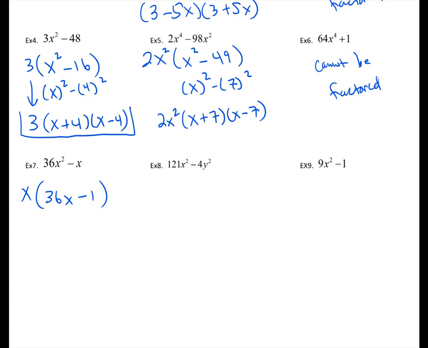I've seen students think this is a difference of squares. If you take 6x and you square it, it'll actually give you 36x squared, but this is only 36x. So that's why this is not a difference of squares. But I've seen a lot of students factor this more, and they'll think it's a difference of squares, which is not. So be careful about something like that.